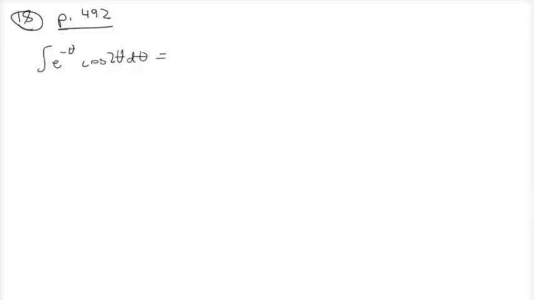Alright, so we've got two functions here. We're asked to evaluate the integral in number 18 of e to the negative theta times cosine 2 theta d theta. Now, both of these functions, you take the derivative, you take the integral, we're going to get a pattern. E to the negative theta, you take the derivative or integral, it's always going to be something times e to the negative theta. Cosine 2 theta, you take the derivative or the integral, it's always going to be something times cosine or sine of 2 theta.